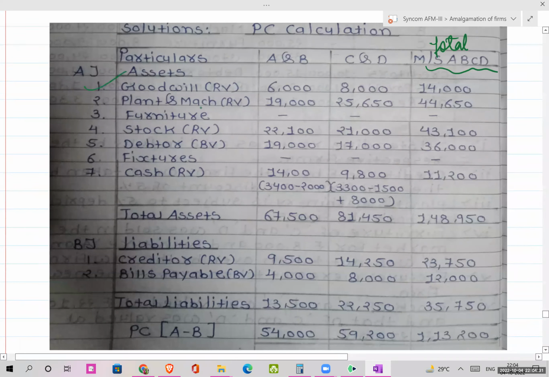So this is my goodwill at revised value, that is the value given in the adjustment. Plant and machinery with that 5% depreciation part. Furniture will not be taken because it was said it is not taken over by the new firm. So even if you don't write this line, it's one and the same, or even if you write, just put a dash. Stock at their revised value. Debtors at their book value. Whichever asset has no value given, it will be at the book value. Fixtures not to be taken over, that is why it is blank. And cash will be after paying your outstanding.